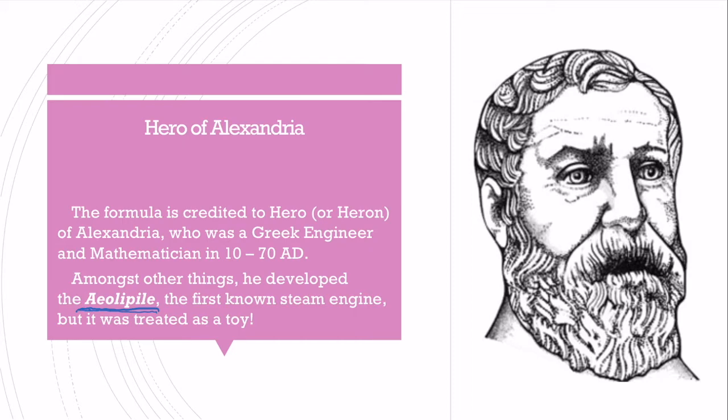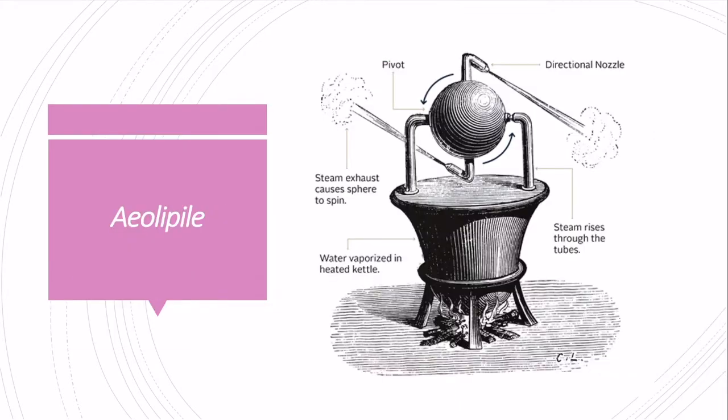So what does an aeolipile look like? So here's an aeolipile, right? We have water in a kettle that's getting heated, and the steam goes into this ball and it spins around really, really fast as the water gets hotter and hotter. But they thought this was a toy. So this is an aeolipile.